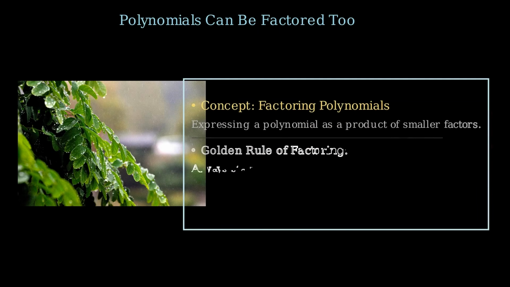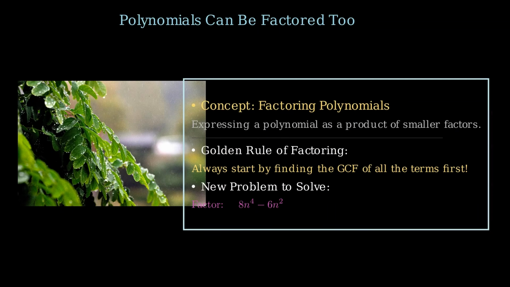Polynomials can sometimes be factored too. When a polynomial can be expressed as the product of two or more numbers, monomials or polynomials, those smaller components are called factors of that polynomial. To find the factors, the best first step is to identify the greatest common factor of all the terms. Let's check out our new example expression, 8n to the fourth minus 6n squared.